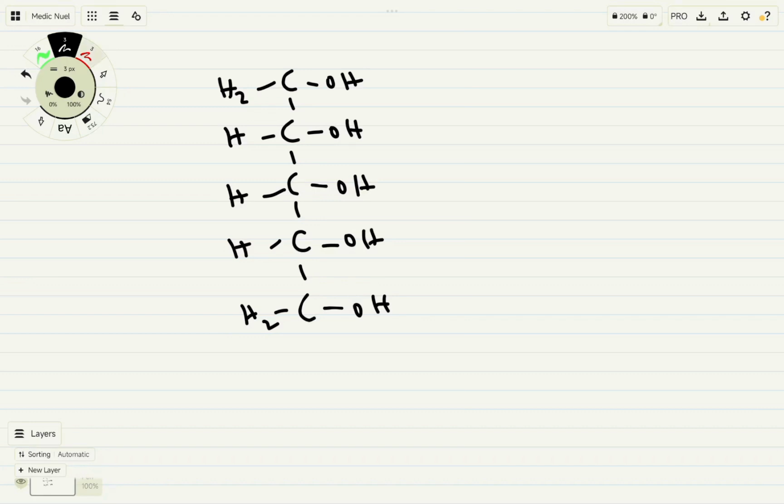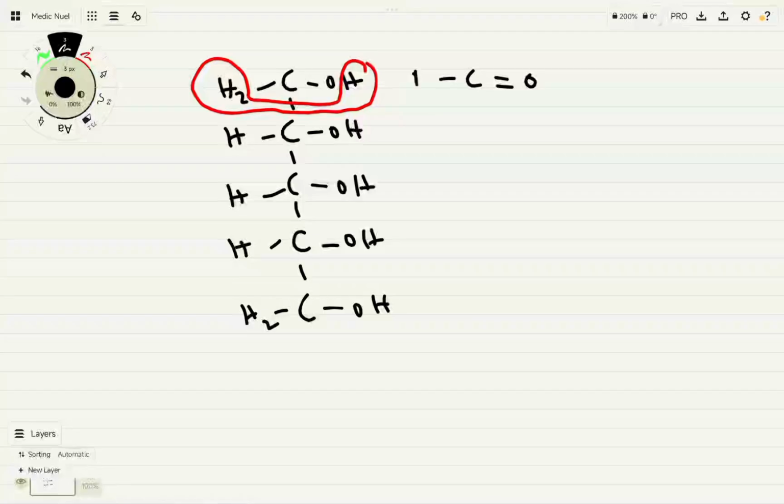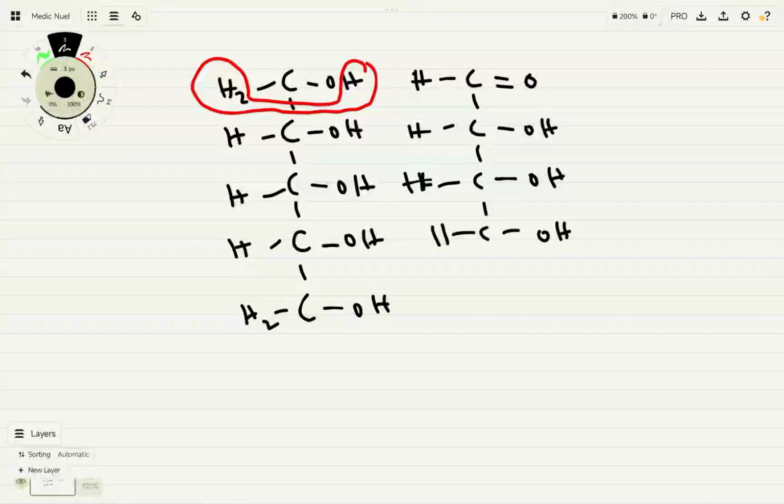So now, if we remove this from our ribose, we are going to have C, we're going to have H here. We're going to have C OH, H, C OH, H, C OH.